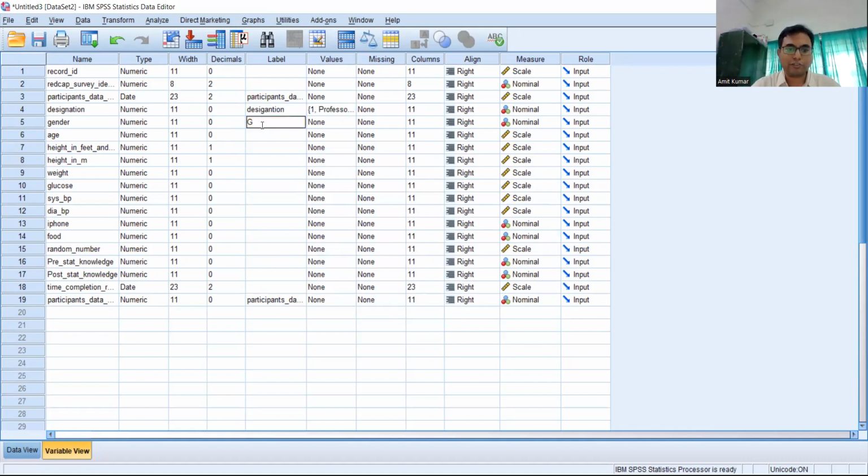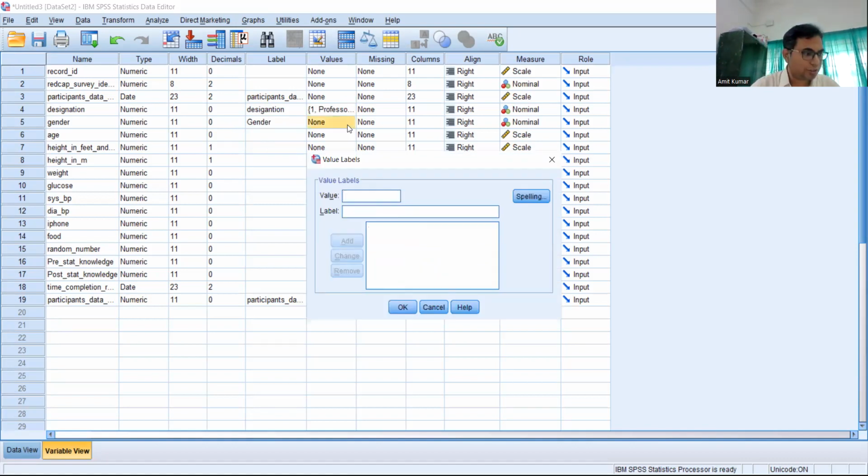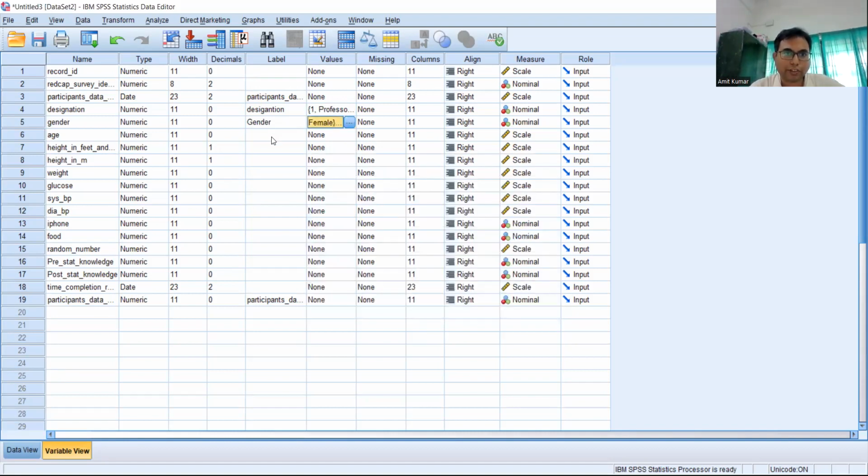Similarly, for the gender, we will do the gender coding. Values: 1 for female, and 2 for male. So that is okay. For the age we do not have to give anything, but we can label it, because it is a numerical value and is already in numbers. But for the categorical variables we have to give values.